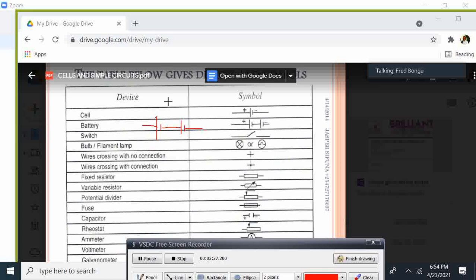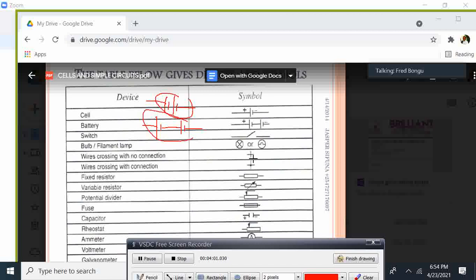But if I'm drawing two cells, they must be close to one another. These are two cells. But this is a battery. So there's a long stick between the positive of one and the negative. So these are two cells. Two cells here. And this is a battery.